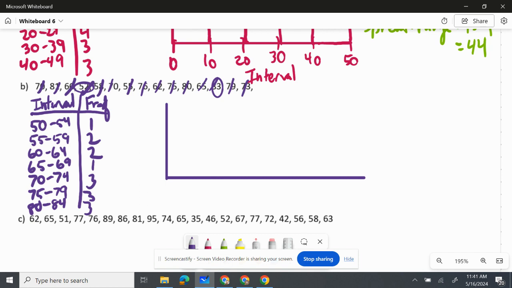This time I'm not starting at 0, so I'm going to put 2 slashes, and I can start wherever I want. So I'm going to start at 50, and I'm going to go by 5s, 55, 60, 65, 70, 75, 80, and then I'm going to end at 85. The highest number is 3, so I'm going to go up to 3.